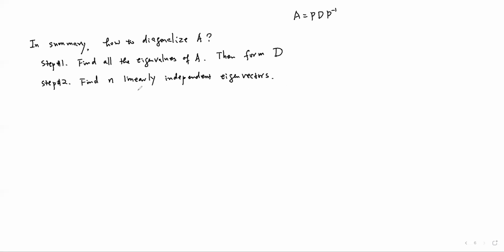After we find n linearly independent eigenvectors, then form matrix P. Then we get this equation. Whenever this equation is true, matrix A is diagonalizable. Let me show you examples of these two steps. Example number 1.